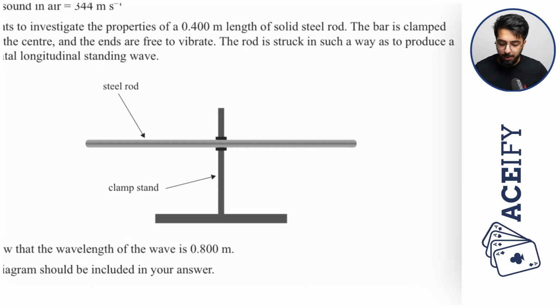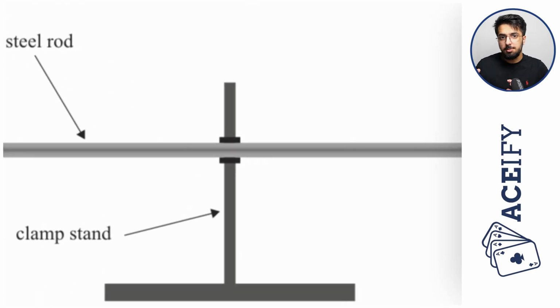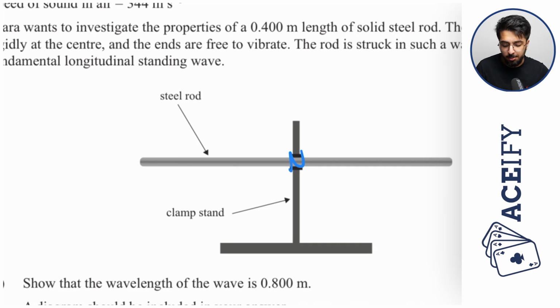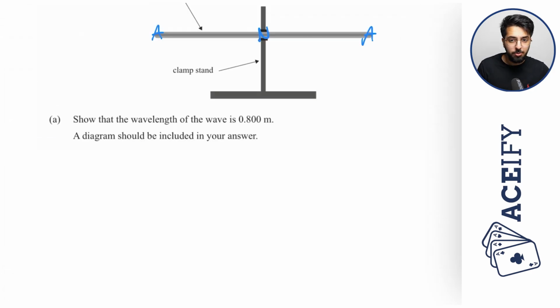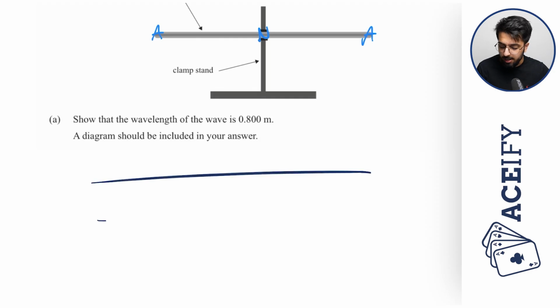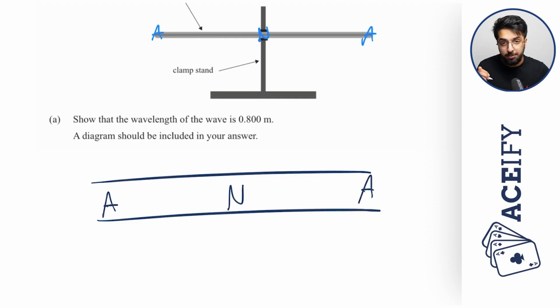Alright, so now if we think about this, if we are clamped in the middle, therefore the steel rod is unable to vibrate in this middle position, and therefore we're going to have a node over here. However, as our ends are free to vibrate, we're going to have antinodes on each side. And so we can model this as an open-ended pipe, where we have a node in the middle and antinodes on either side. And therefore we know the fundamental frequency of an open-ended pipe.